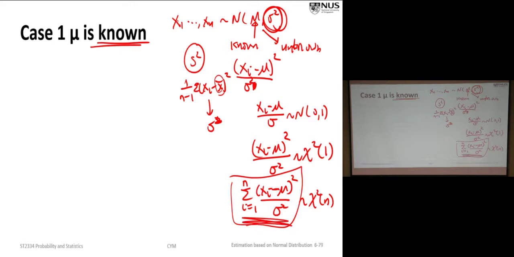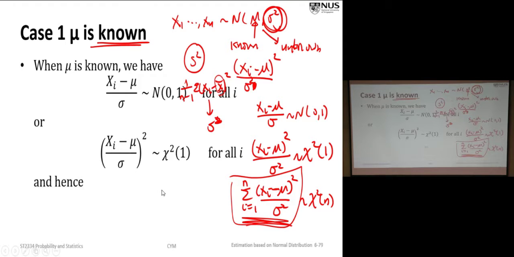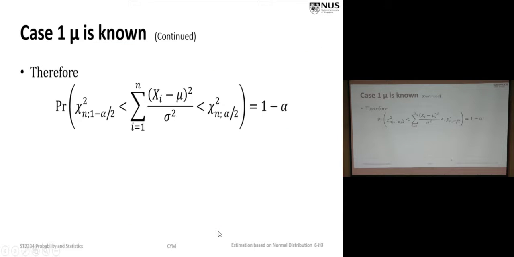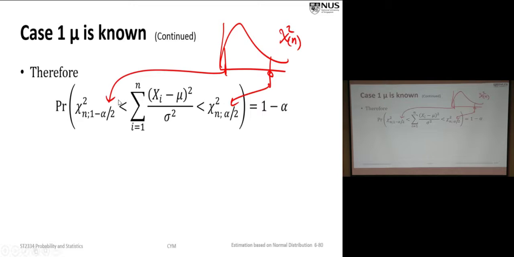This is chi-square n. Now, naturally, follow the same idea. This is what I just mentioned. So this is chi-square n, a chi-square distribution with n degrees of freedom. I look at these two points, this point here and this point here. And this is the random variable which follows chi-square with n degrees of freedom. So this random variable lies between these two numbers with probability 1 minus alpha.